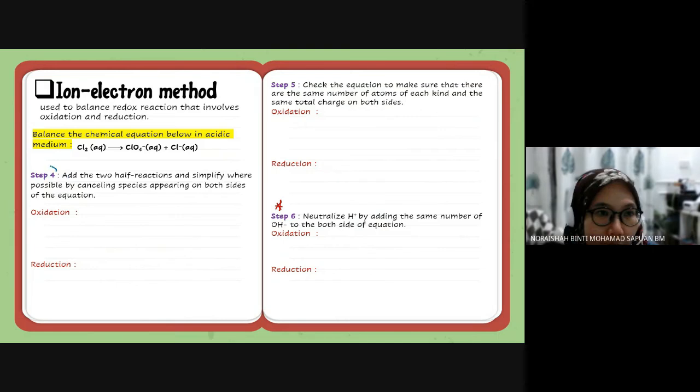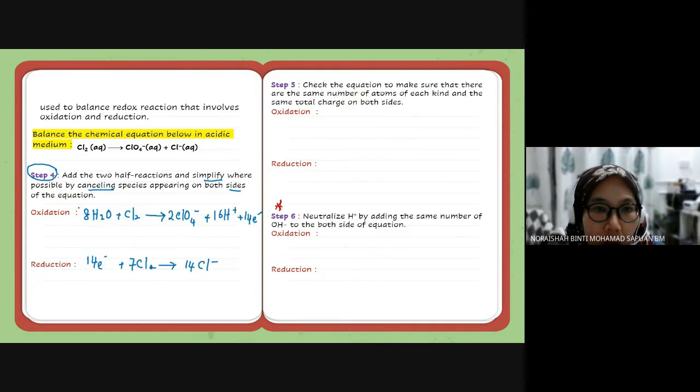Untuk step keempat, di mana you need to add two half reactions and simplify, dan cancel same species, species yang sama kita cancel kalau different side. Okay, so kita copy semula yang tadi. Okay, so this is the equation. Kita tambahlah kedua-duanya ni untuk jadi satu equation, dan kita akan cancel elektron dan juga spesies yang sama.